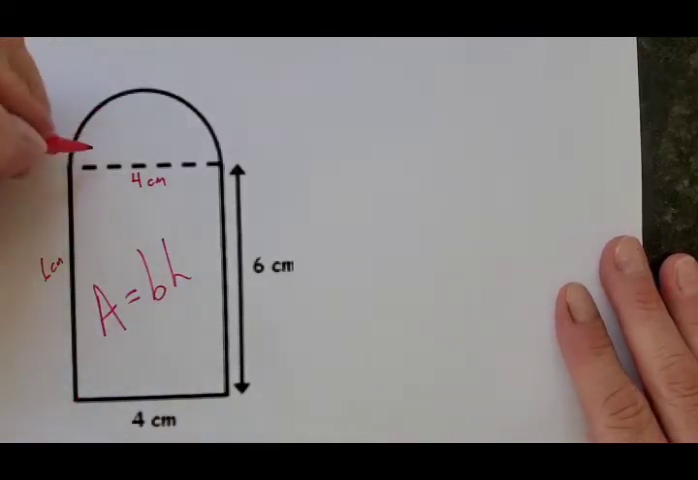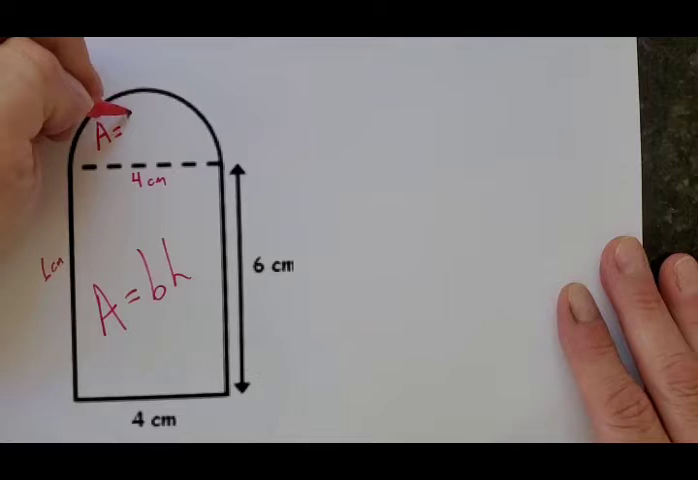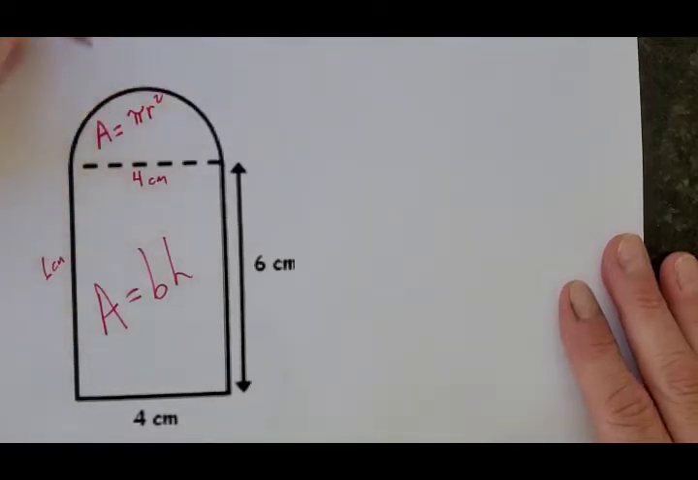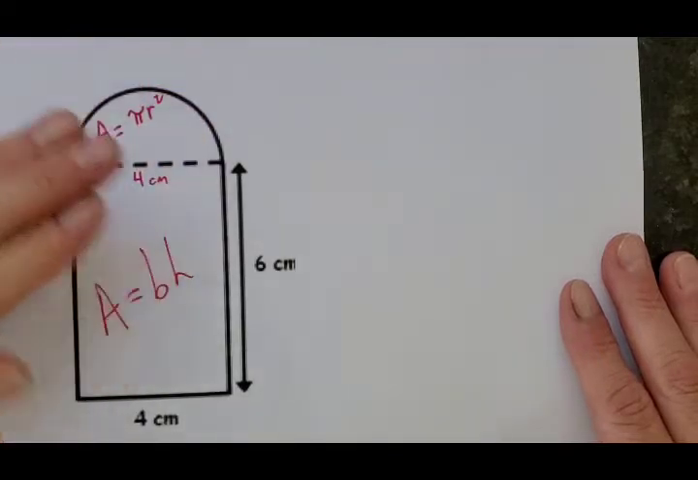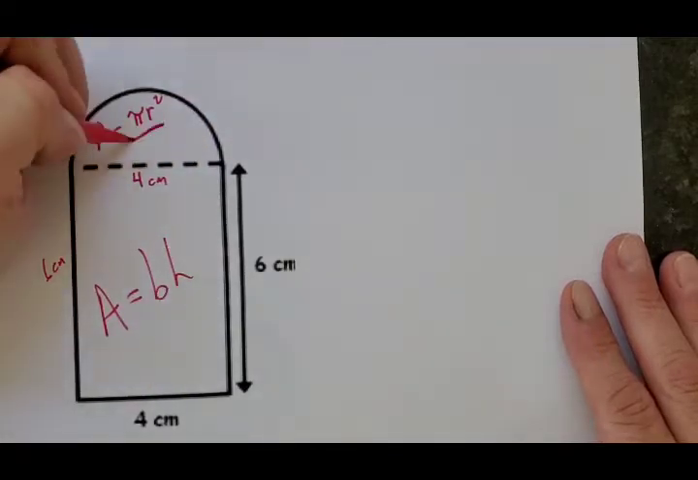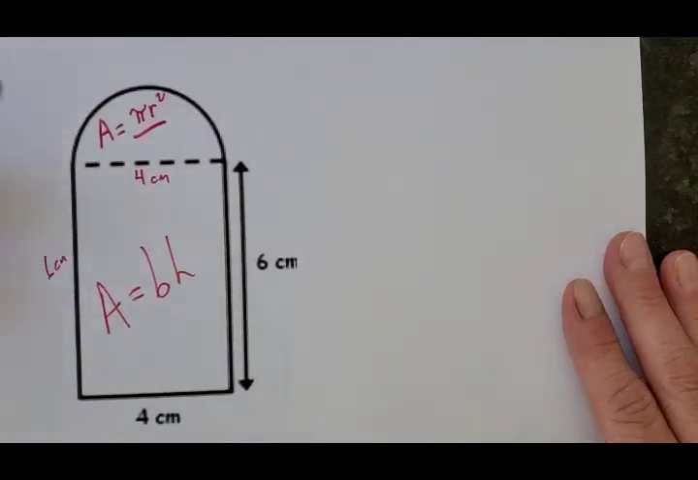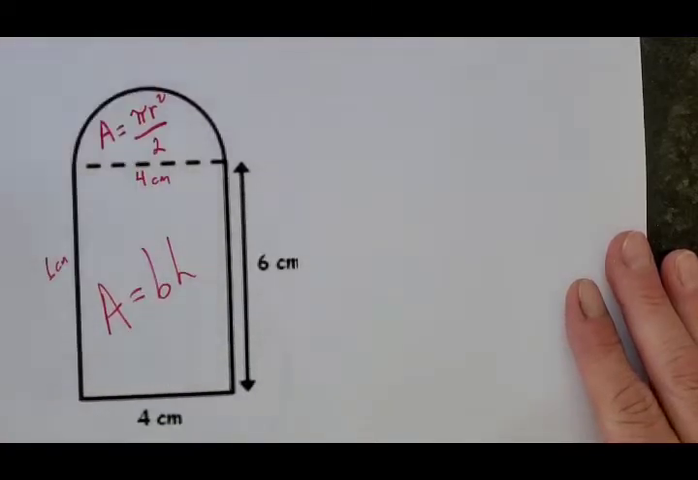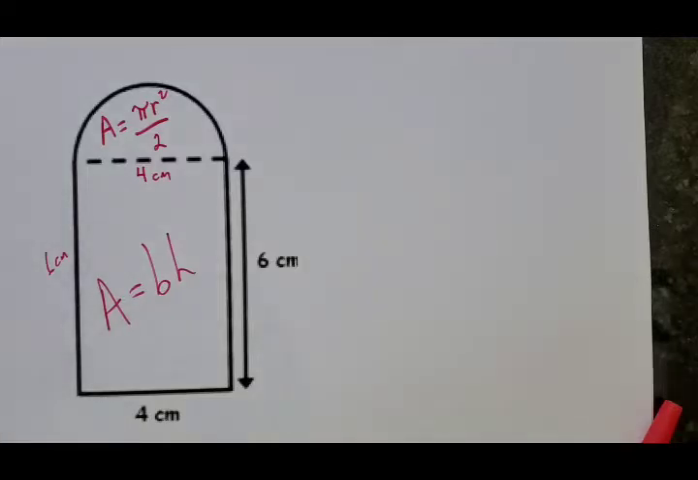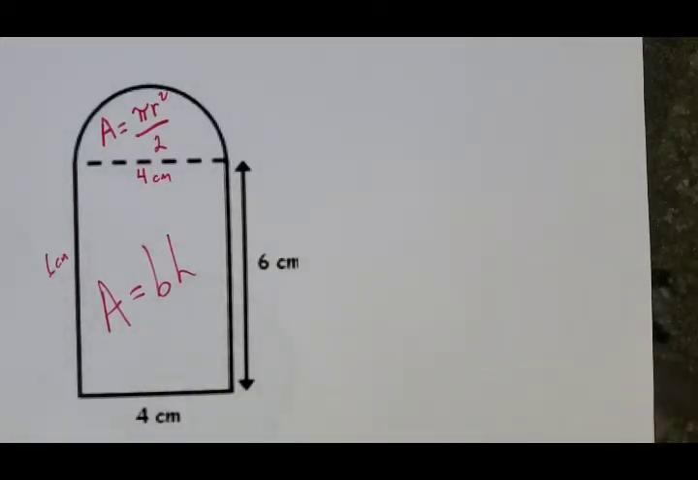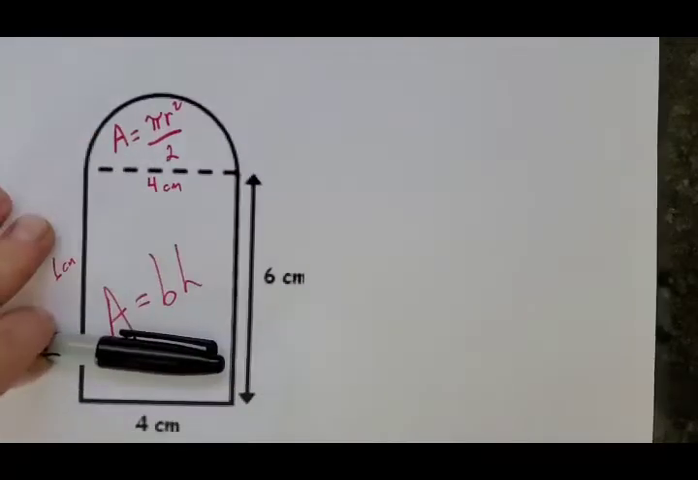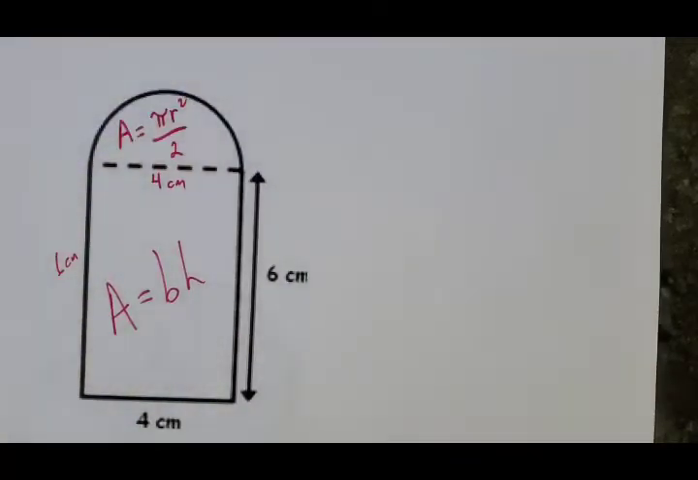Now this is a half circle. So the area formula for a circle is pi r squared, but this isn't a full circle. It's a half circle. How can I tell? Because it's a half. If we were to print it and flip it over, we would have a full circle. So the formula for half of a circle is pi r squared over 2. Okay? So we're going to calculate the area of this composite figure by finding the area of the rectangle, and then finding the area of the circle, and then combining them.